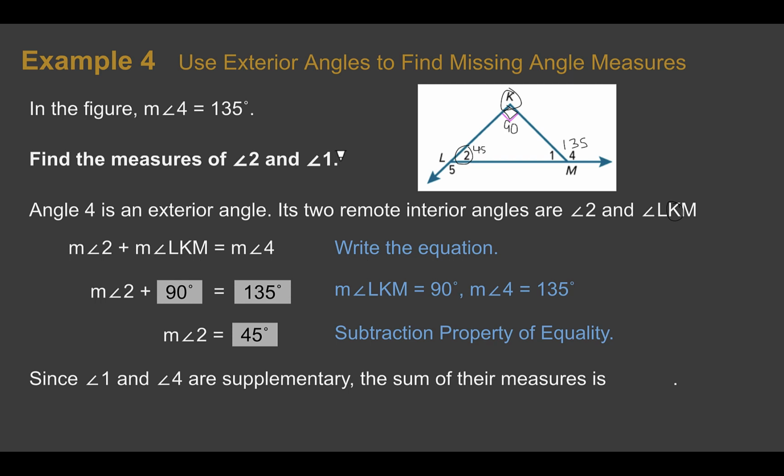Now, to get angle 1, I have a couple different options. I know that the interior angles add to 180, or I can also see that angles 1 and 4 are supplementary, so they would add together to be 180. Either way, we can solve by subtracting, and we would get 45 degrees. So angles 1 and 2 both happen to be 45 degrees.